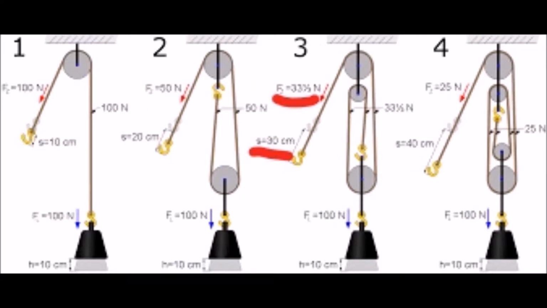And with a 3-pulley system, it's 1/3 the newtons, but 3 times the length of rope. And with a 4-pulley system, 1/4 the newtons and 4 times the length you have to pull.